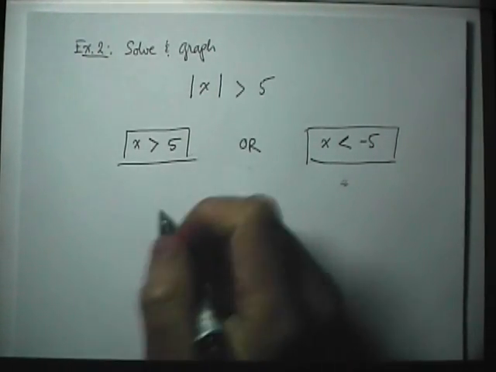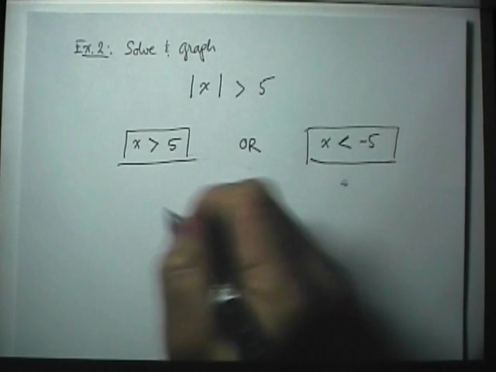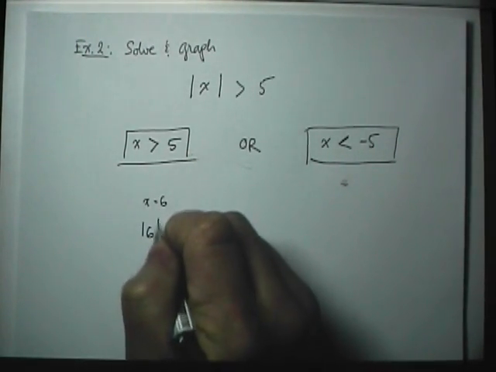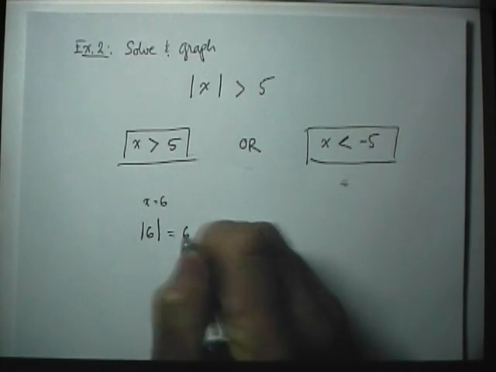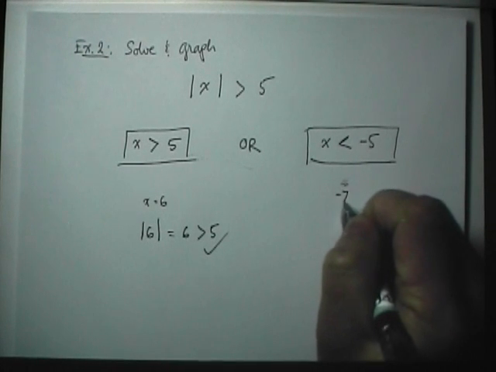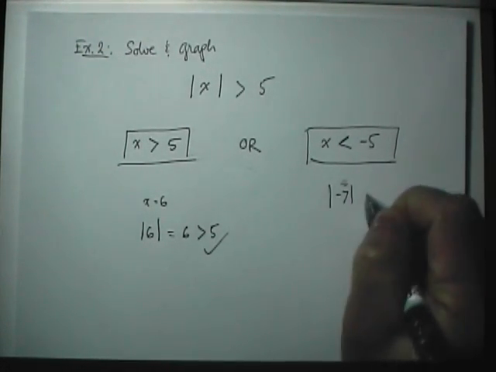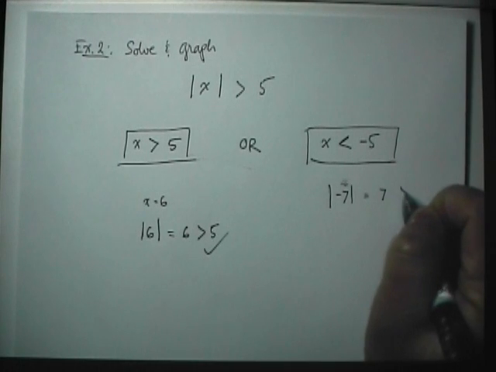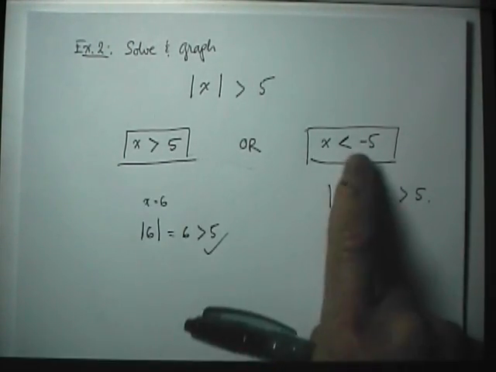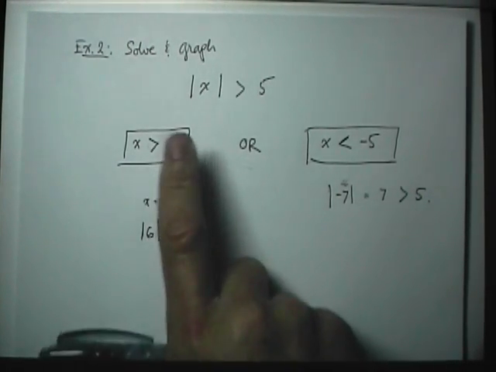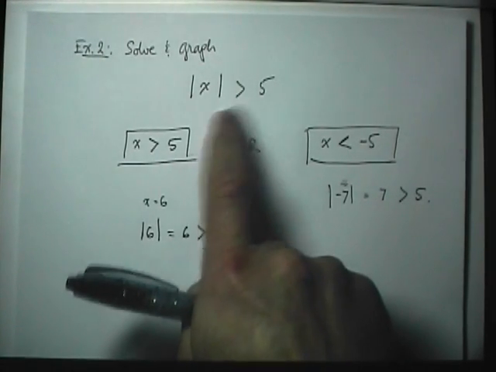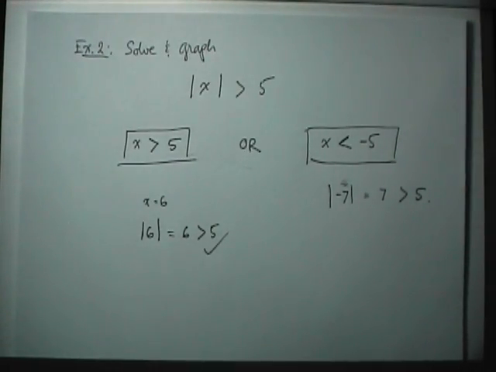And if you want to quickly test it out, then for x greater than 5, if you choose, say, x equals 6, you plug 6 into the absolute value sign and that gets you positive 6, and it is greater than 5. Okay? Or if you choose, say, negative 7 for x, you plug that in the absolute value, it becomes positive 7, and it is also greater than 5. So any value for x, as long as greater than 5 or less than negative 5, will make the inequality work. The left side is greater than the right-hand side.